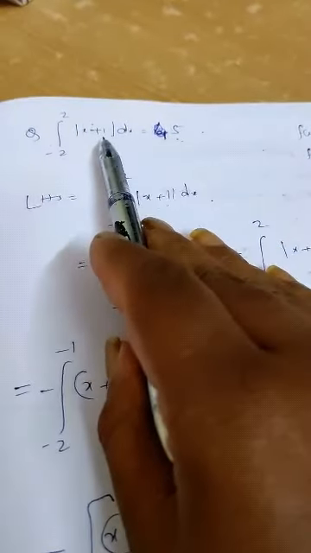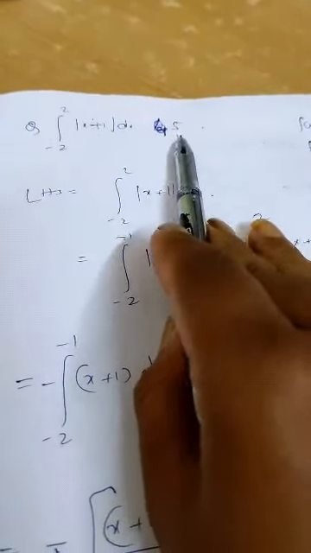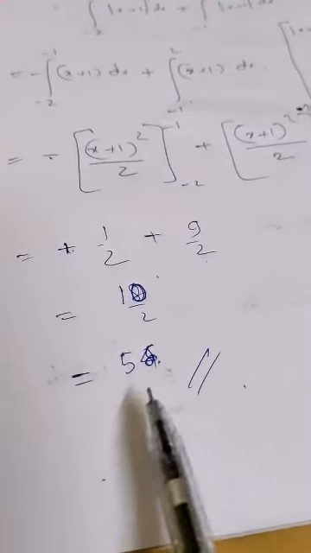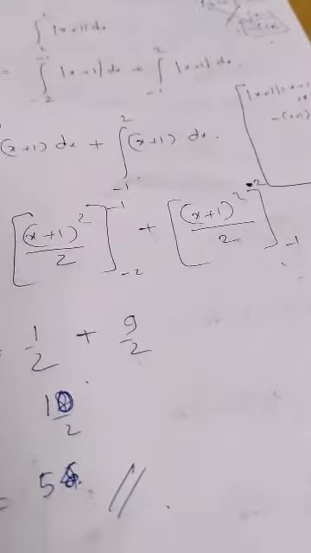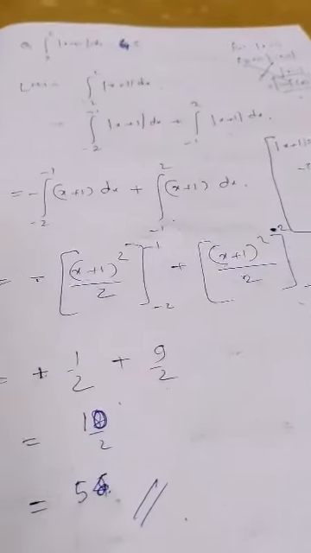So that's why the question is wrong. It will not be 6, it will be equal to 5. So this is the way of doing these types of sums.